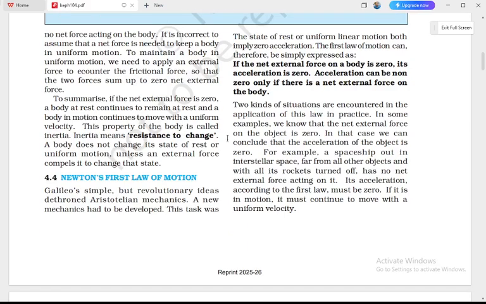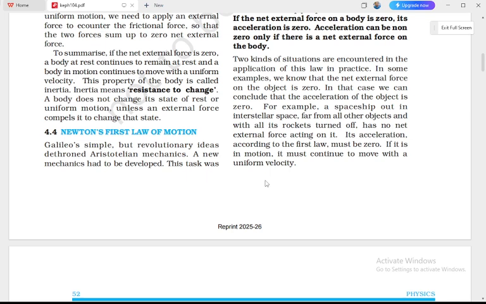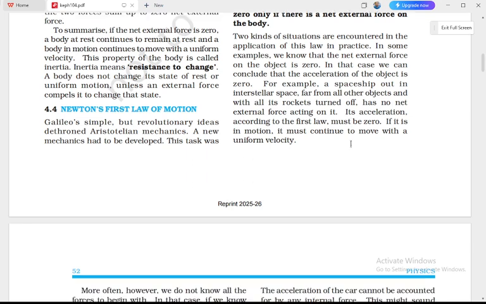Two kinds of situations are encountered in the application of this law in practice. In some examples, we know that the net external force on the object is zero. In that case, we can conclude that the acceleration of the object is zero. For example, if a spaceship out in interstellar space, far from all other objects, with all its rockets turned off, has no net external force acting on it, its acceleration, according to the first law, must be zero. If it is in motion, it must continue to move with a uniform velocity.